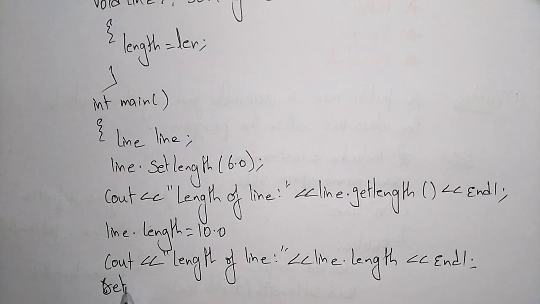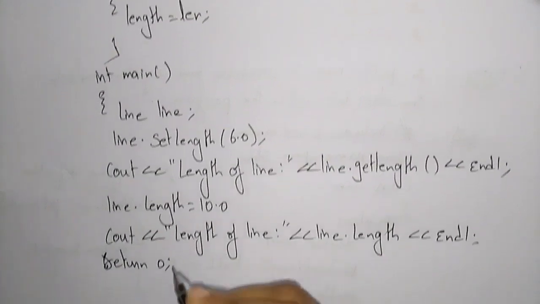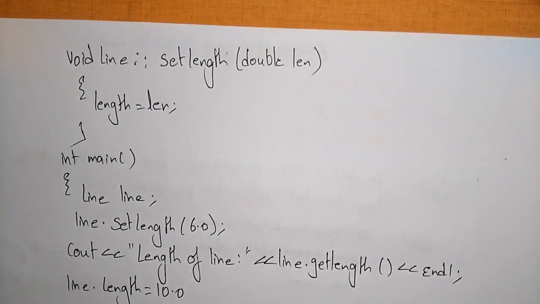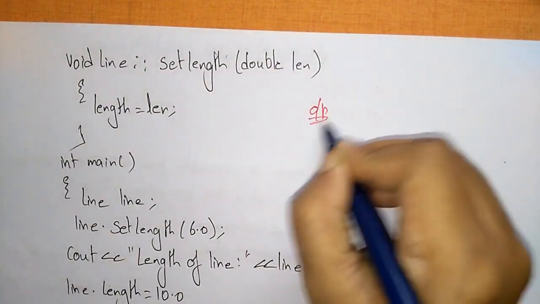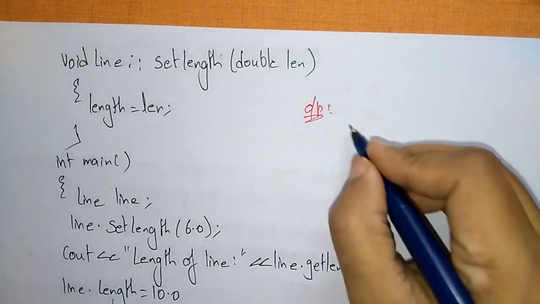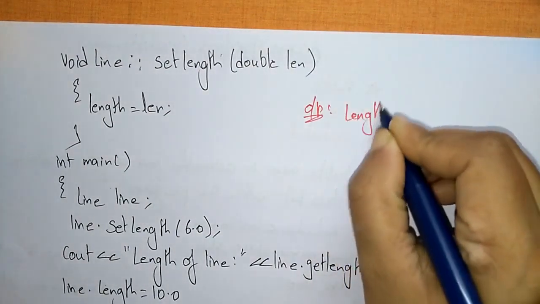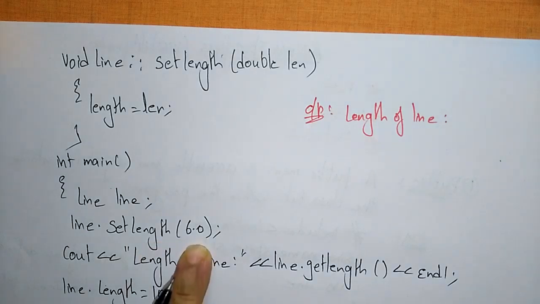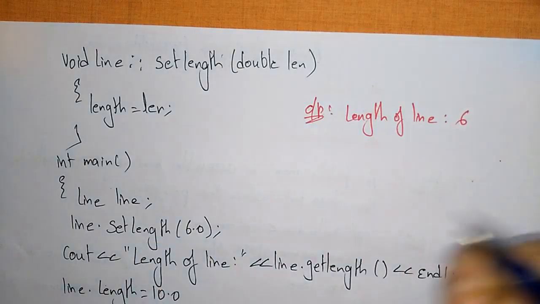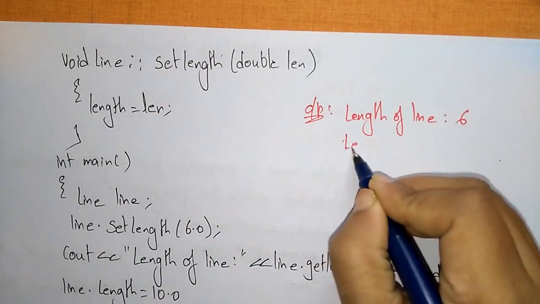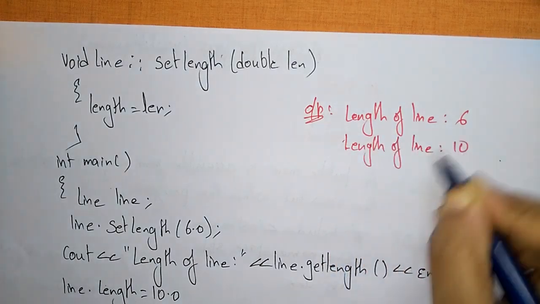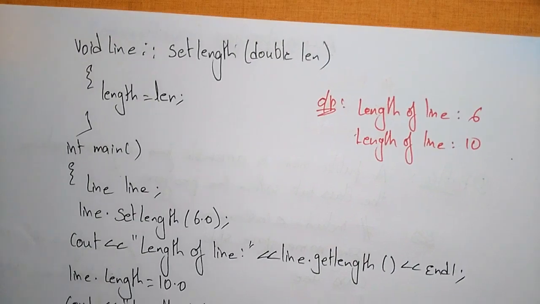Return 0. Close the main function. Then what will be the output here? So first, length of line is whatever the length of line, that is 6 is printed. Next, length of line is 10. 10 was printed. Okay.